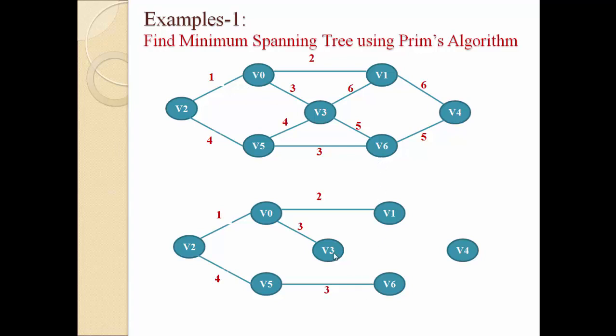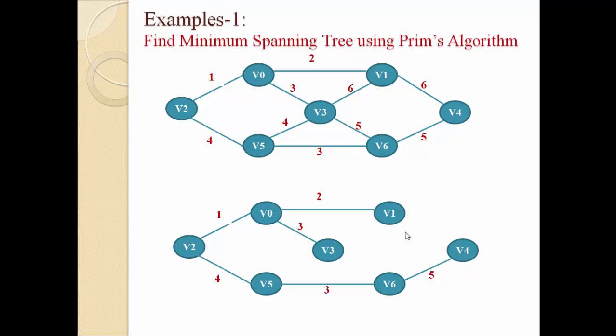Again, find out the nodes which are directly connected with V3, V4, V1, V4 and V6, and there must not be any cycle. So V1 to V3 we cannot choose because it creates a cycle. V3 to V5 we cannot choose because it creates a cycle. V3 to V6 we cannot choose because it creates a cycle. So we can choose V1 to V4 which has a cost 6 and V6 to V4 which has a cost 5. Among these two choices, the minimum cost is 5. So we can choose our next as V6 to V4 or V4 to V6.